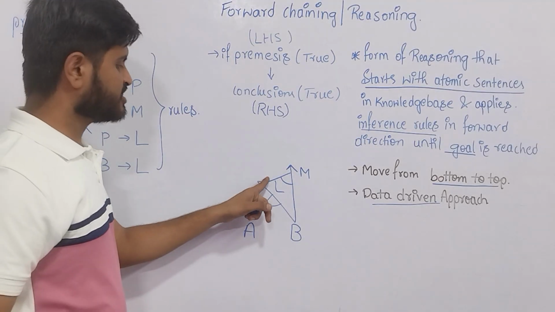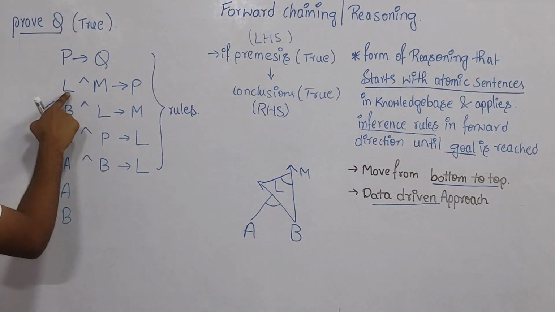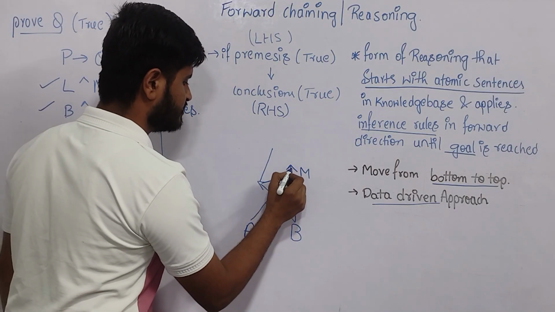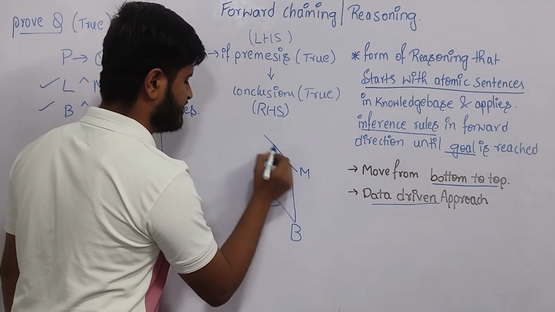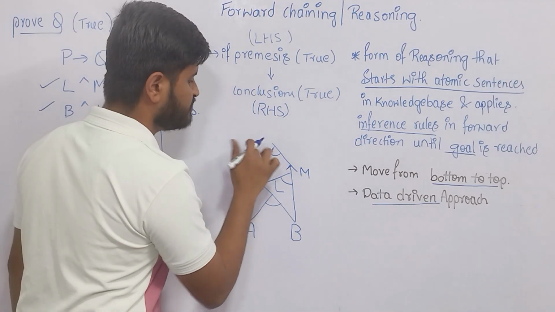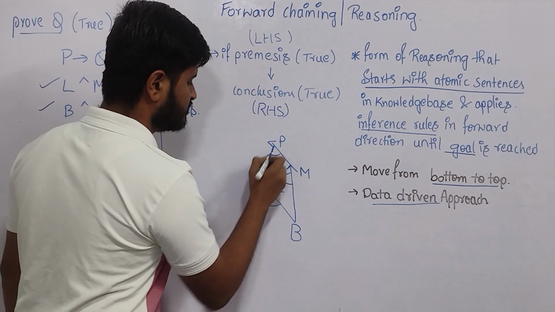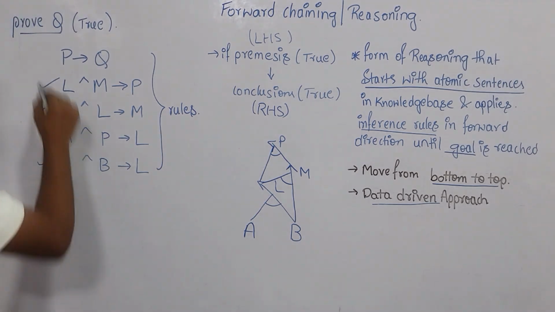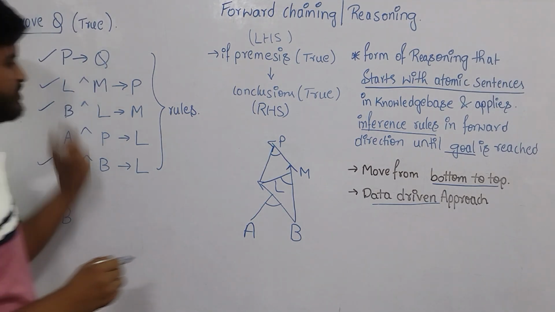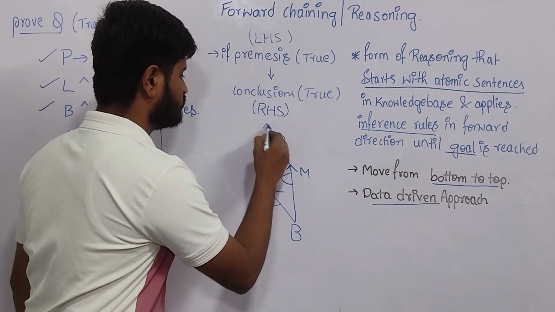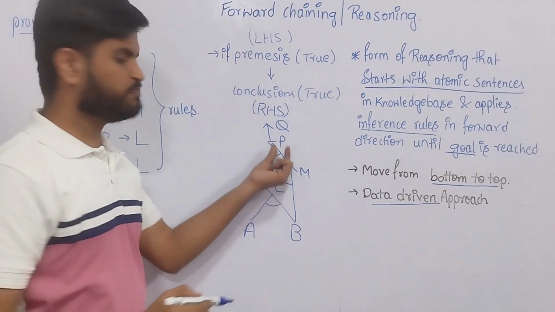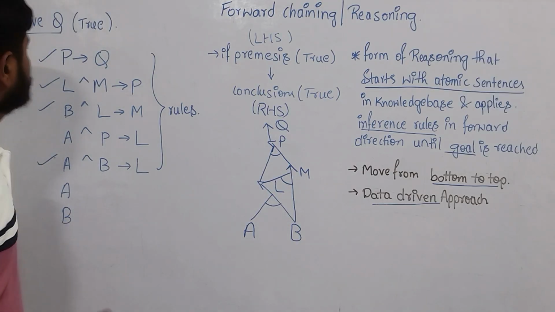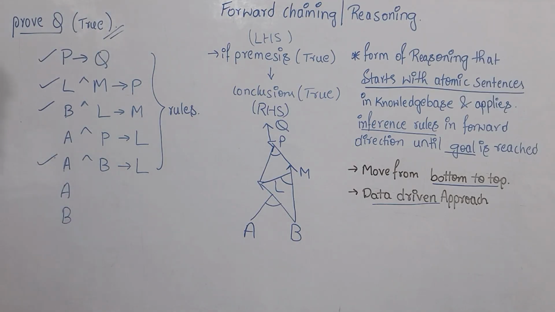Now I will search for combination of M and L. So M and L here, it produces P. So this is L and this is M. And so which produces P as the output. Since L is true and M is true, P will also be true. Now if you see P in the left hand side, Q is there. So from P I can go to Q. Since my P is true, Q will also be true. That is left hand side true means right hand side is true. So now we have proved Q is true.